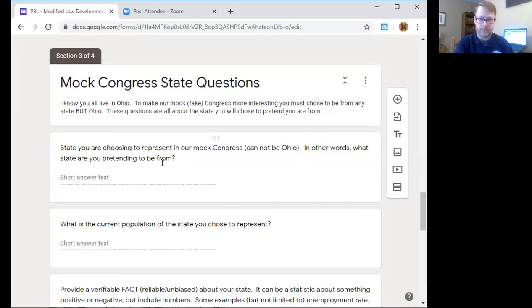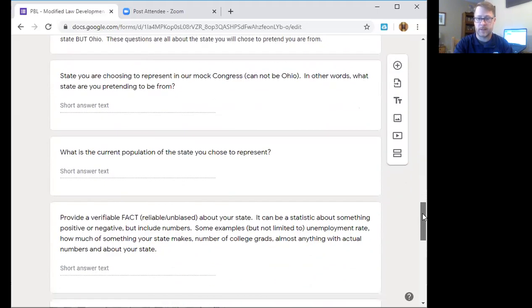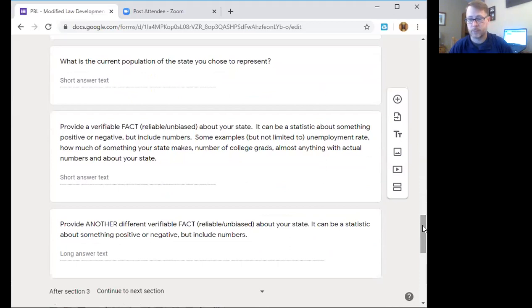So you tell me the state you pretend to be from, and then I want the current population of that state. So there's 320 million people in the United States, and about 11 million in Ohio, and different states have more than that. A lot of states have less than that. I need the exact population for that.